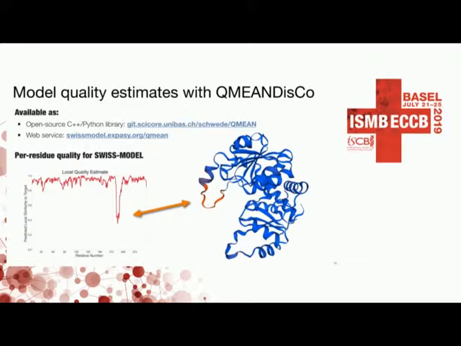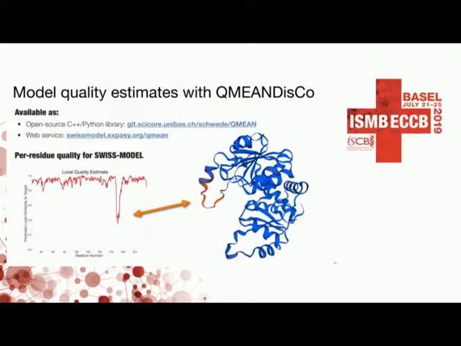Also, this has been open sourced sometime this year. It's also available as a standalone web service, so you can just upload your own model structures and see what comes out of it. Now, I'm saying that this is supposed to predict what it would be if I knew the correct structure.